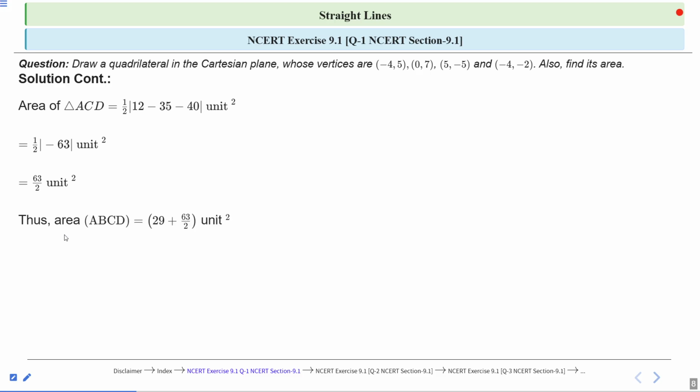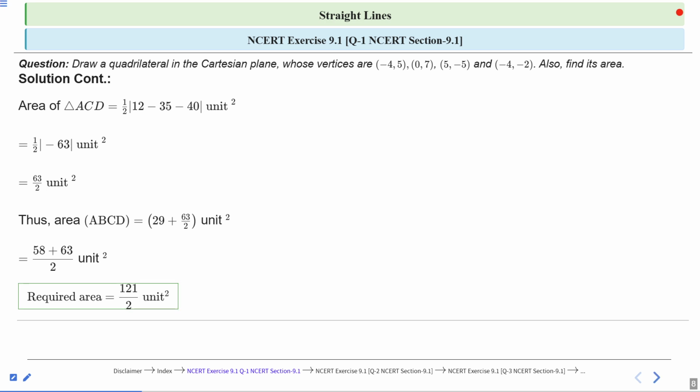So since we know the area of quadrilateral ABCD is basically the sum of the area of triangle ABC and the area of triangle ACD. Okay, and we have found the area of triangle ABC is 29 square unit and the area of triangle ACD is 63 over 2. So therefore, the area of quadrilateral ABCD is equal to 29 plus 63 over 2 square unit. So if we simplify it, then this is equal to 58 plus 63 over 2 square unit. So therefore, the required area is equal to 121 divided by 2 square unit.